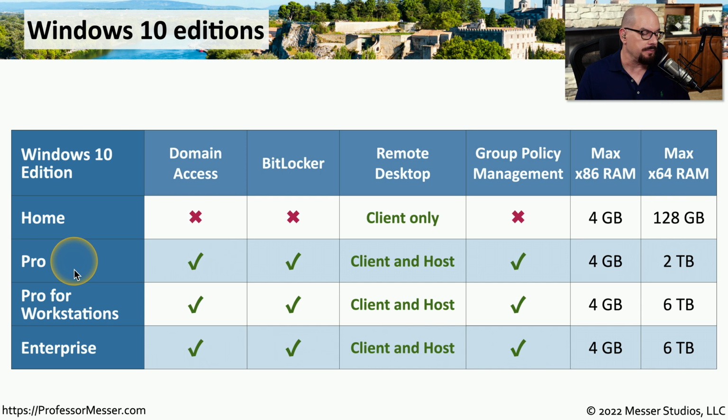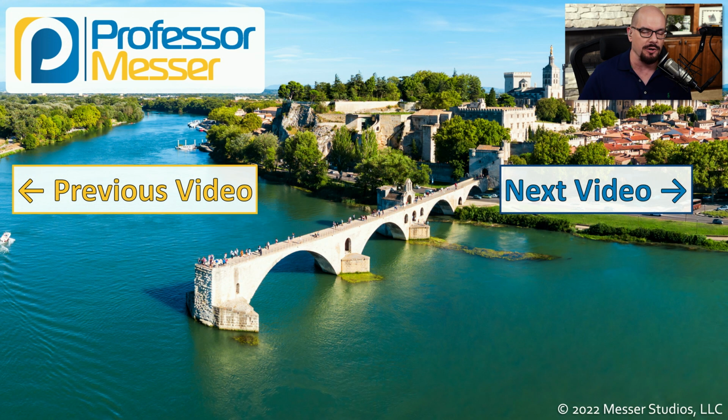If you're running Windows 10 Pro, Windows 10 Pro for Workstations, or Windows 10 Enterprise, then you have full domain access. You can use BitLocker. You can be both a client and a host for remote desktop, and group policy management is supported. The 32-bit version of all of those editions support a maximum of 4 gigabytes of memory. The 64-bit version of Windows 10 Pro supports a 2 terabyte maximum memory, and the Pro for Workstations and Enterprise editions of Windows 10 support up to 6 terabytes of memory.